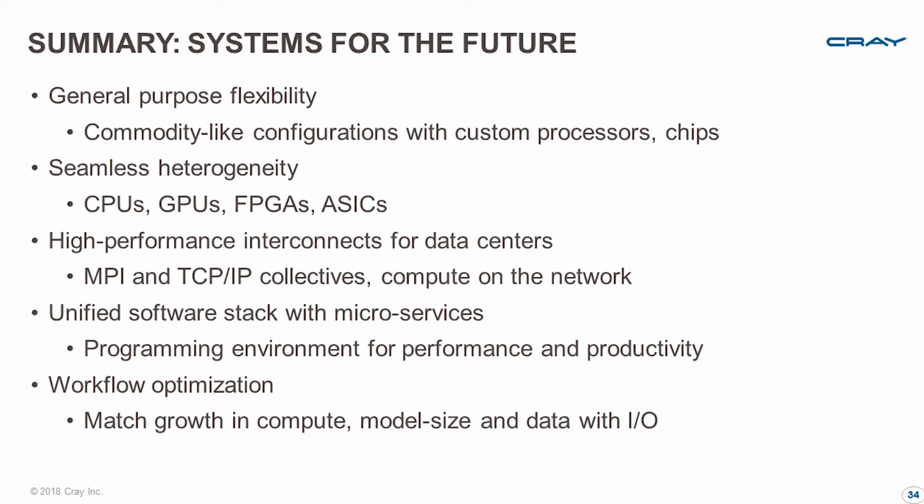So I wanted to conclude with the following thoughts, right? The way we've been thinking about systems for the future in the exascale era is that you're going to have Cray think about general purpose flexibility. So you're going to have commodity-like configurations, but it's still going to be custom processors and chips. You just don't feel the difference. It's going to accommodate seamless heterogeneity. It's going to have an interconnect that supports both Ethernet compatible and HPC compatible APIs.